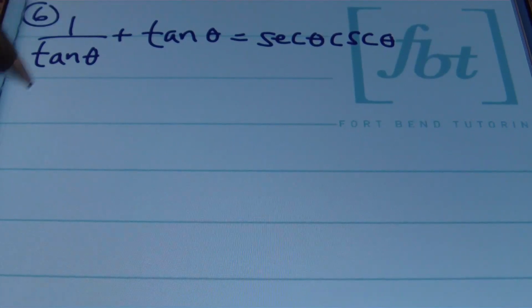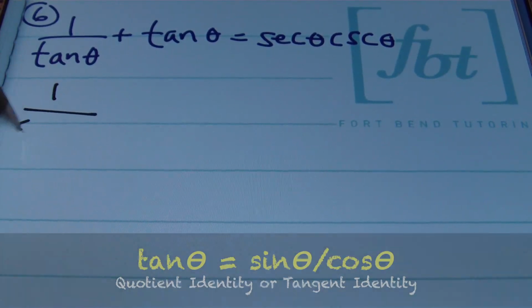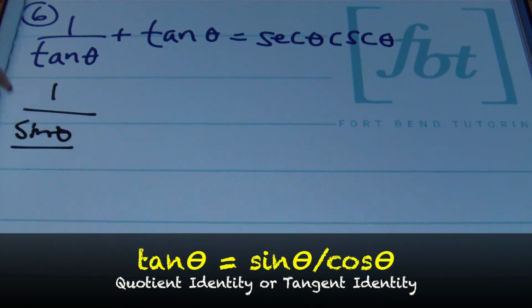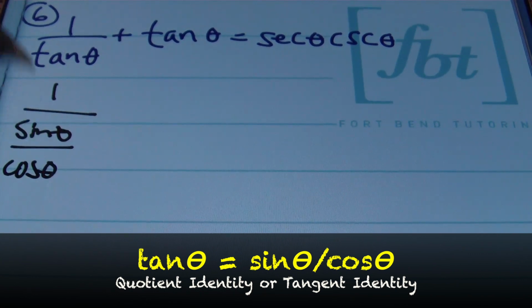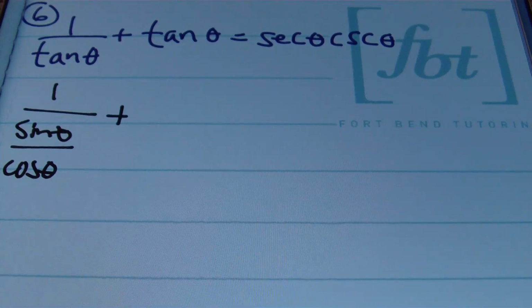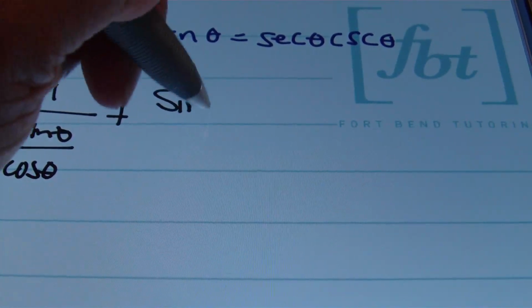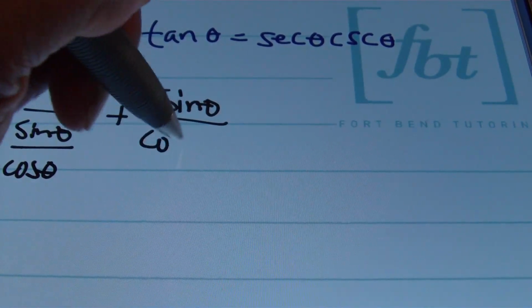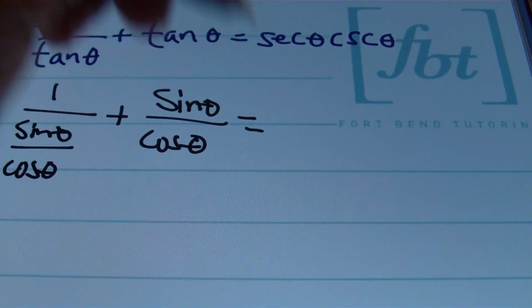So I'm going to rewrite this as 1 over sine theta divided by cosine theta. That's using that quotient identity. Same thing occurs here with that tan theta. I'm going to rewrite this as sine theta over cosine theta. There it is.